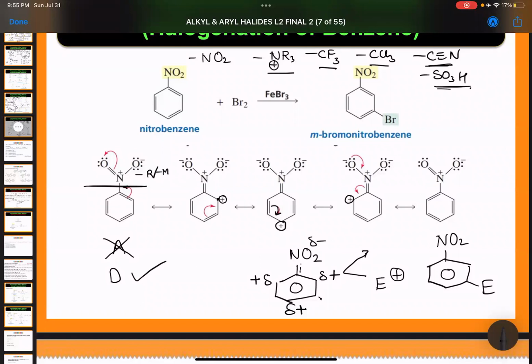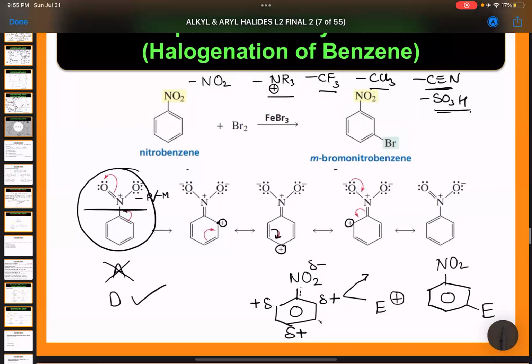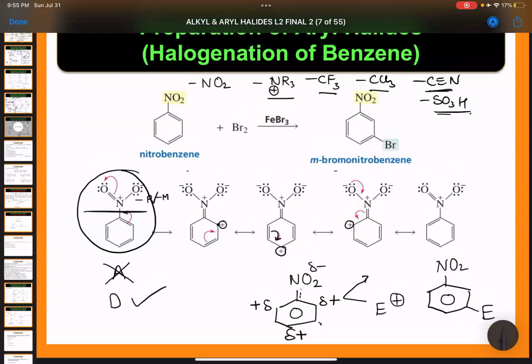Okay, and what does this mean? If I'm asking you activating or deactivating, I'm trying to ask you to compare the rate of nitrobenzene with benzene. So is the electrophilic aromatic substitution going to occur more easily or less easily on nitrobenzene as compared to benzene? So it is going to occur with more difficulty. The rate is going to be less. Yes, slower.